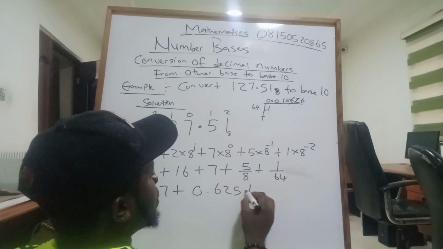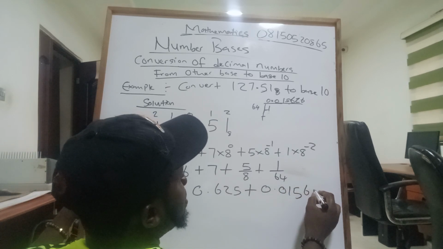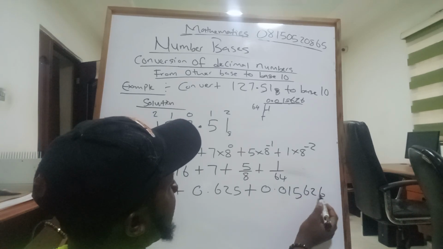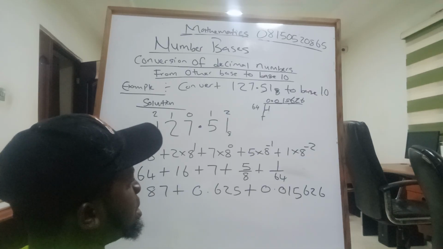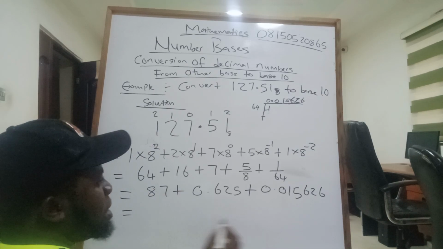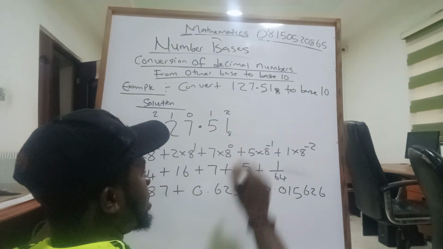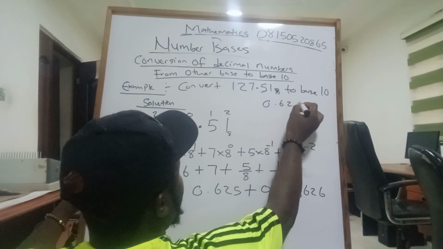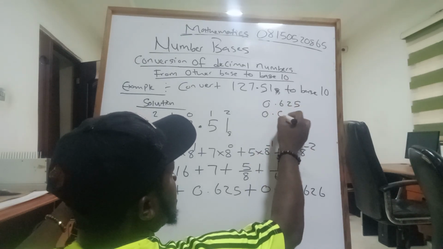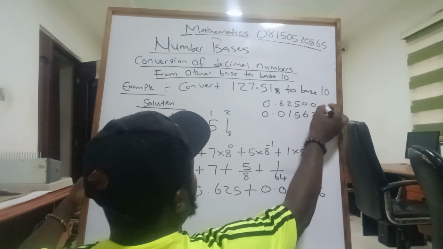That's plus 0.015626, approximately to 6 decimal places: 1, 2, 3, 4, 5, 6. So by the time you add everything together, let's have the addition of this: 0.625 plus 0.015626, and balance up this one with 0.